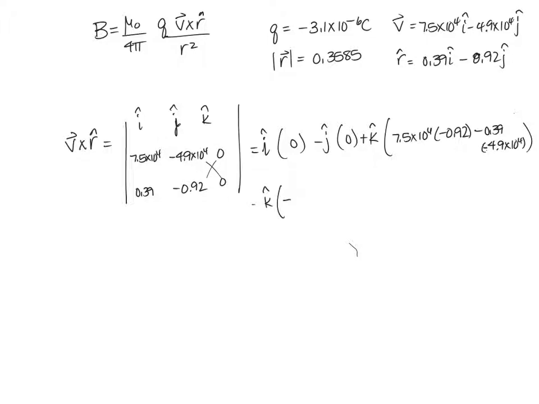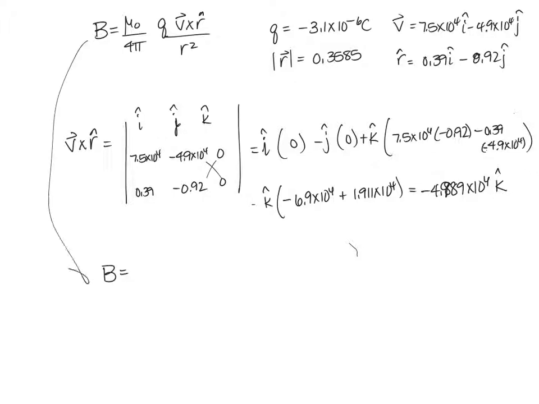So I get minus 6.9 times 10 to the 4th plus 1.911 times 10 to the 4th. So my answer is minus 4.989 times 10 to the 4th. It's in the minus z direction. And so now I know that my answer is going to be in the minus z direction. I'm going to put this value into this equation.